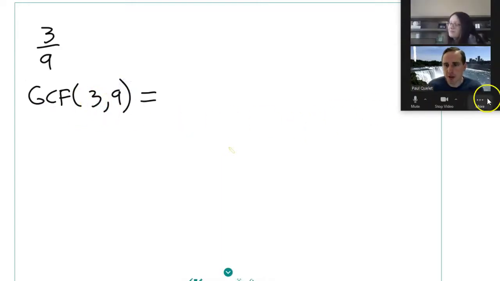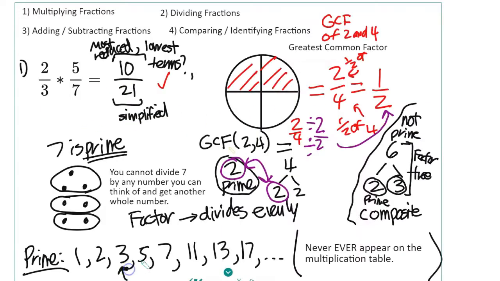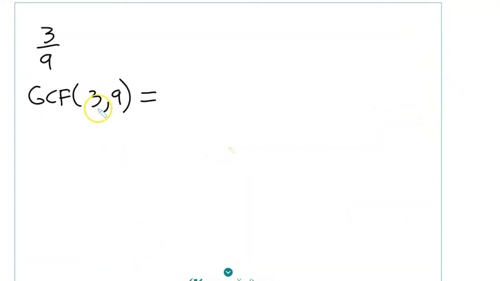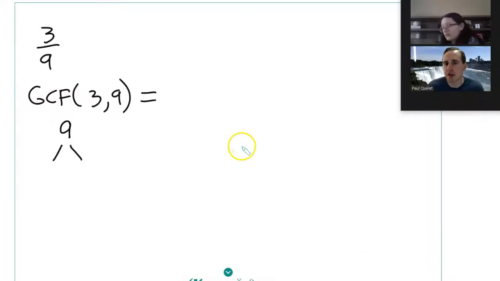Let's try, say, 3/9. So what's the greatest common factor of 3 and 9? Is 3 prime, by the way? Is 3 in the list? Yes, because it's such a small number and you can't cut 3 in half or anything like that. So 3 is in the list. Now 9, consider the little tree. What would 9 break down into since it's composite? 3 and 3.